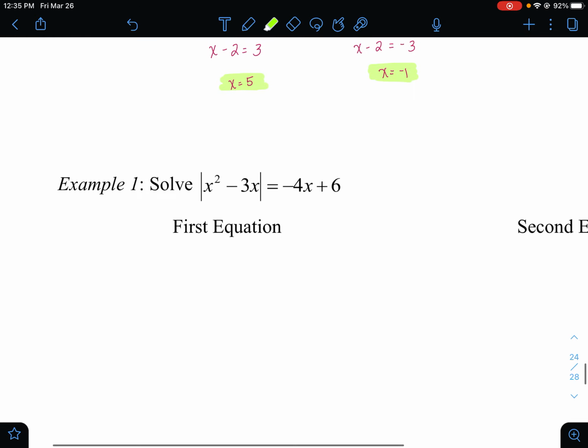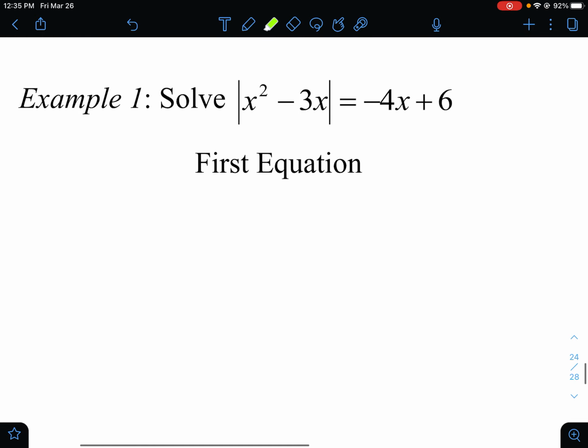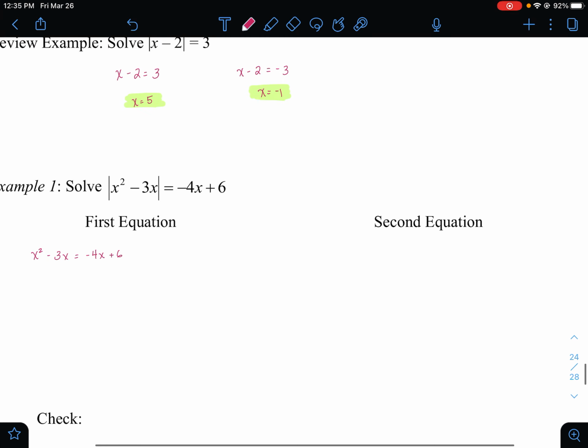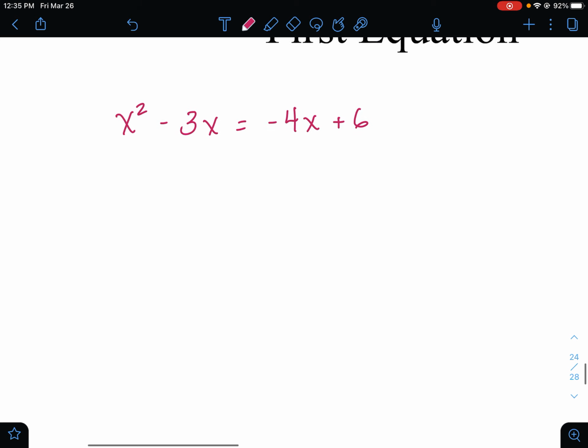So for our new part, it's actually the same thing, except we now have a quadratic equation. So we are going to do x squared minus 3x equals negative 4x plus 6. So we leave the first one exactly the same. The second one, again, the left side is the same, but the right side we change the sign of everything. So instead of a minus 4x, it becomes a positive 4x, and instead of a plus 6, it becomes a minus 6. Now we're just going to go through and solve each of these equations.